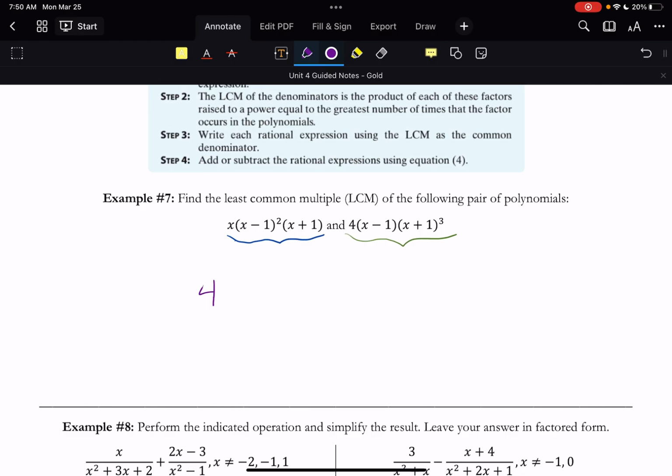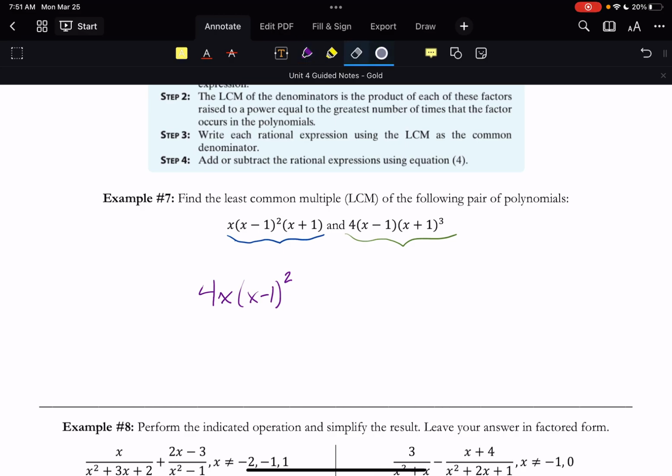And then I take a look at the first polynomial that's in blue, and I have that x is a factor, so that's also part of the LCM. And now I have x minus 1 as a factor that is in both polynomials. So what I do is I look at the powers, and I pick the greatest power. So I have that factor of x minus 1. It's squared in the first polynomial, to the first in the second. So in the LCM, it's x minus 1 squared.